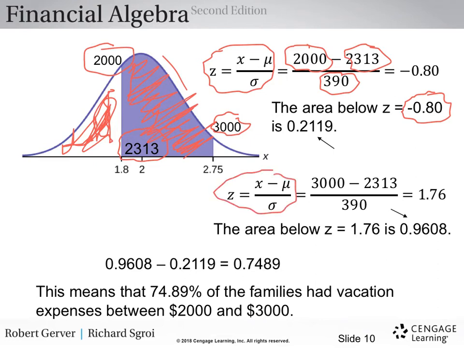Now, let's figure out the values for 3,000. Again, same formula. We use 3,000, the mean, standard deviation, and we come out with 1.76. The area below z equals 1.76 by going to the table comes out to be positive 0.9608. All right. So now we're looking, so this area on the left of 2,000 is 21.19%. The area to the left of 3,000 is 96.08%. So what's the area between the two? We're going to subtract the two, and we come out with 0.7489. This means that 74.89% of the families had vacation expenses between 2,000 and 3,000.